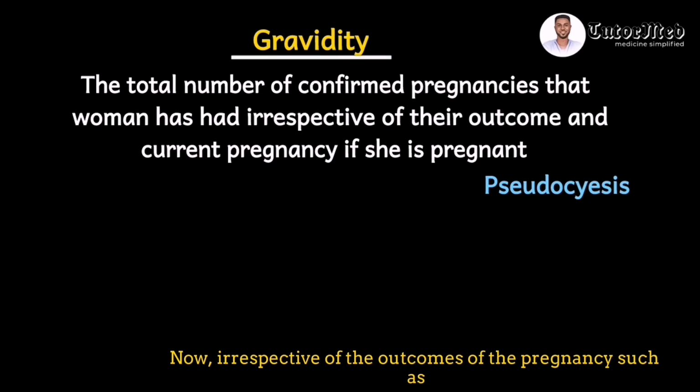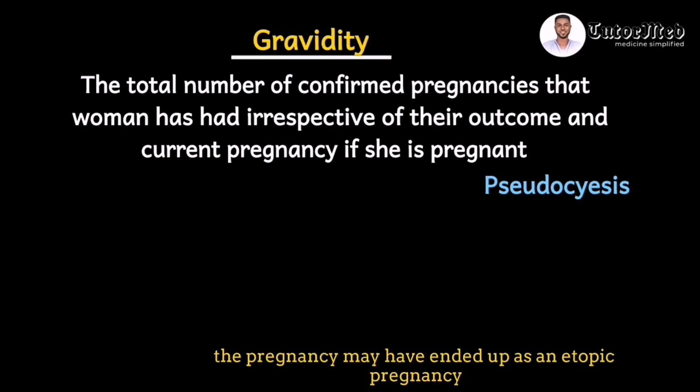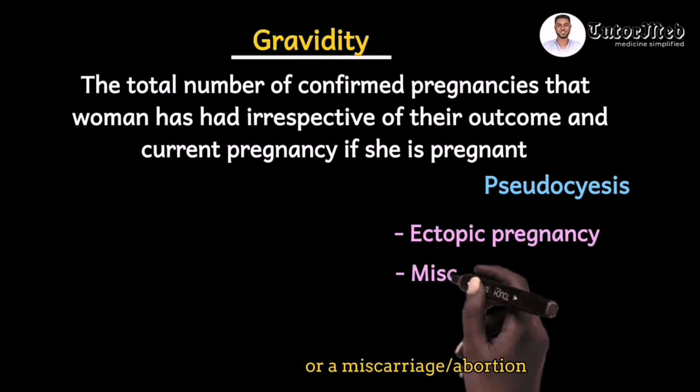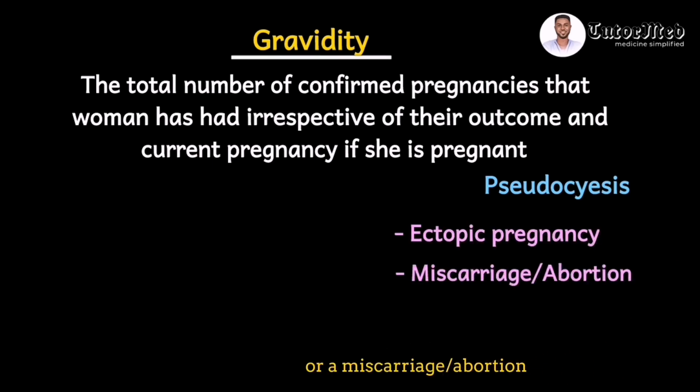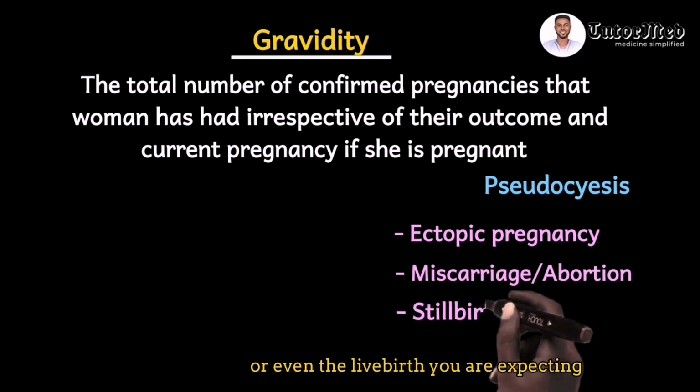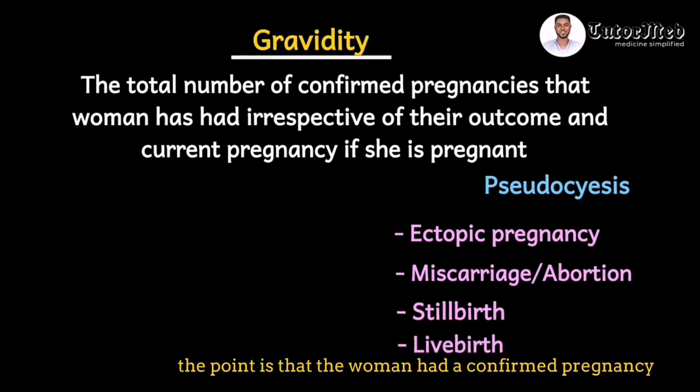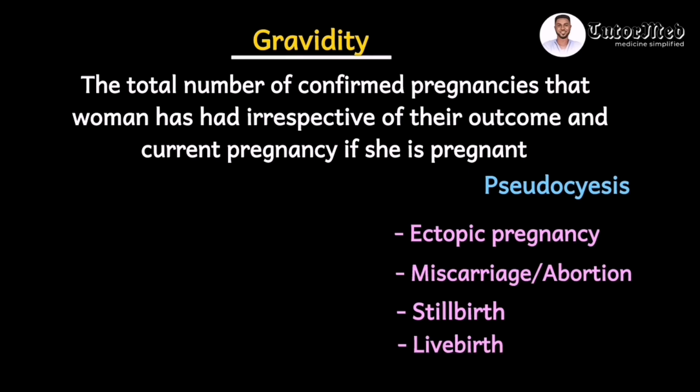Now, irrespective of the outcomes of the pregnancy, such as the pregnancy may have ended up as an ectopic pregnancy or a miscarriage, otherwise known as an abortion, or it may have ended up in a stillbirth or even the live birth you are expecting. The point is that the woman had a confirmed pregnancy. And if she is currently confirmed pregnant, it should also be added to her gravidity.